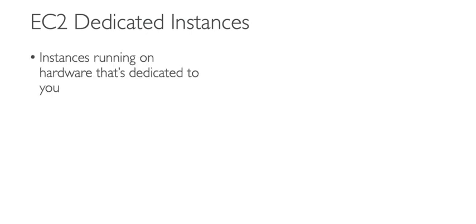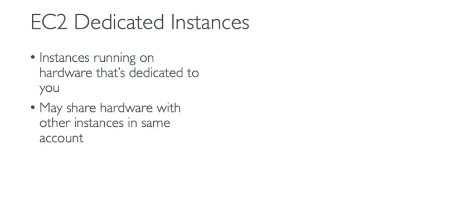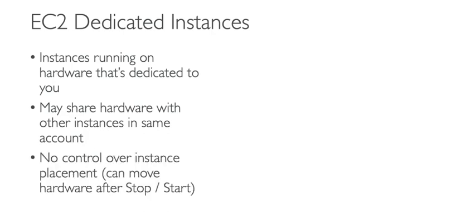Slightly less restrictive is dedicated instances. So you still are running your instance on your own hardware, okay? But you don't get control over the hardware. And if other people in your account launch instances, well, these instances may end up on the same hardware as well, but it's still only your account. And then you don't get any control over the instance placements. That means that if you stop and start an EC2 instance, it may move between different hardware.